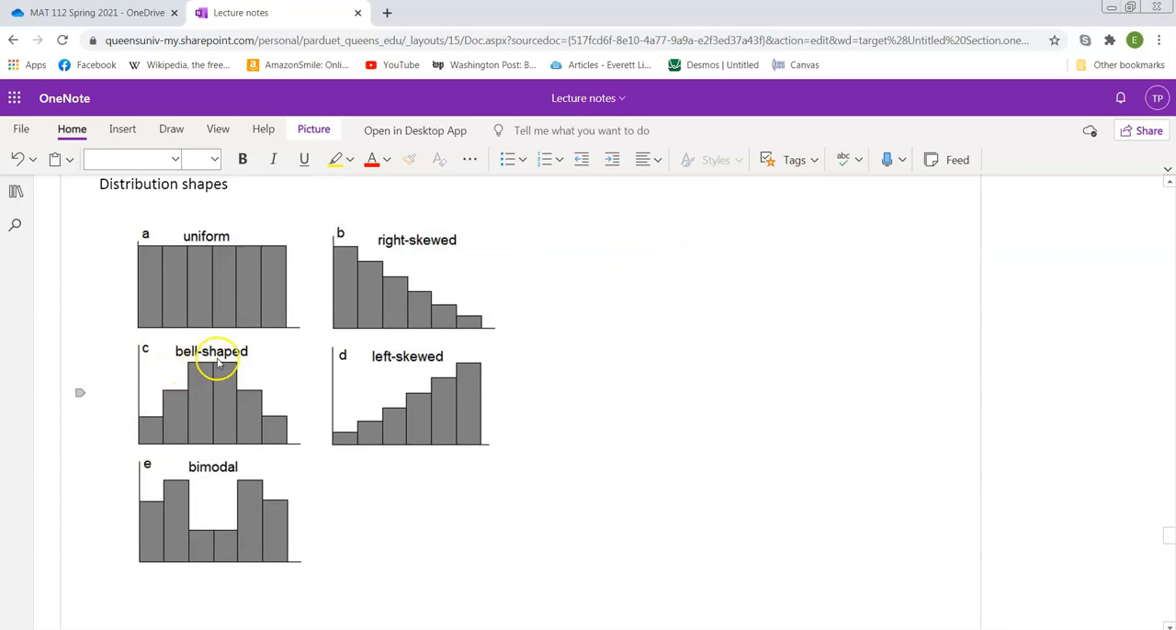Bell-shaped is if the data looks like a bell curve or a normal distribution. So it's symmetric, where you've got a mound in the middle. Bimodal is data where you've got two humps, two places where there are a lot of common values. They don't have to be the same height.